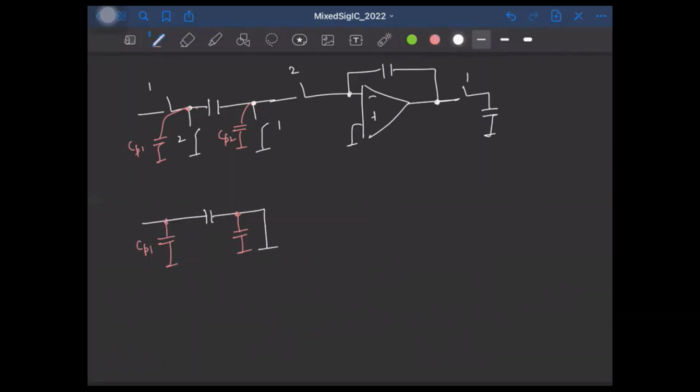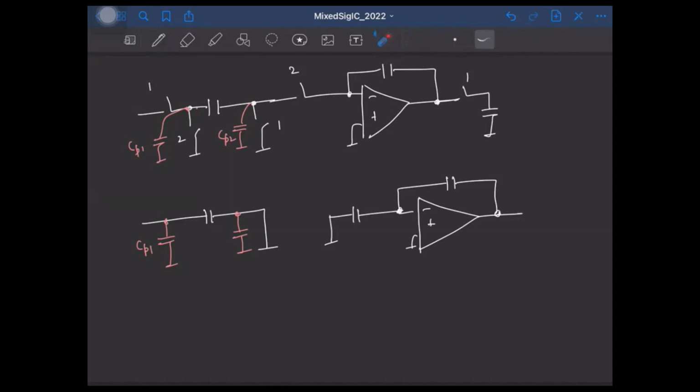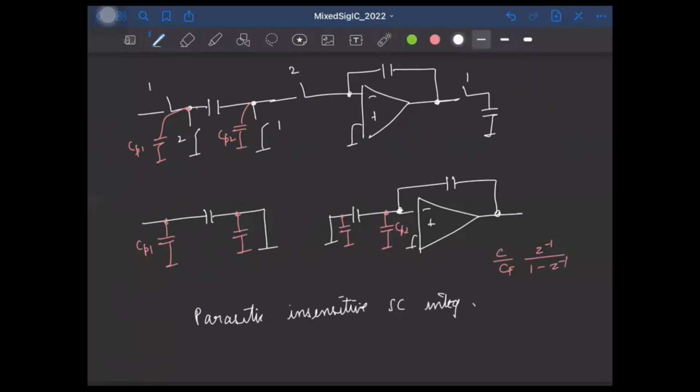But during the charge transfer phase, what happens? This is the circuit we have, right? So the capacitor is connected like this, right? So which means this capacitance CP1, which was here, is now completely shorted, right? So which means this is not going to create any issue, right? And the only capacitance that could create issue is CP2 here, but you clearly see that CP2 was initially completely discharged. So it is not going to add any additional charge here, right? So the transfer function will be C by CF into Z inverse by 1 minus Z inverse, right? And this is insensitive to the parasitic capacitors, right? And so this is called a parasitic insensitive switched capacitor integrator. Okay.